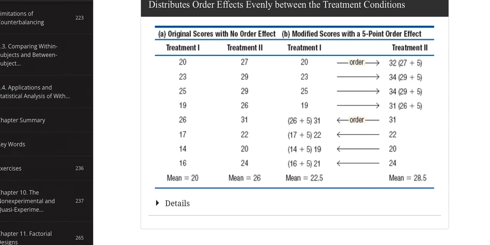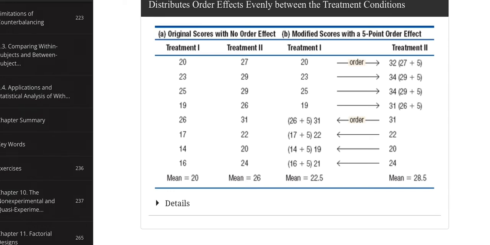Because again, in a real research data table, there's not going to be those 5s there, right? We did that to show you the order effect, but that would not exist. The numbers would just be in that treatment 1 column. It would be 20, 23, 25, 19, 31, 22, 19, 21. It would just be those numbers, and your mean would just say 22.5 and 28.5. You would not know about the 20 and the 26. The other two means from column A would not be there. All you would see was column B, without the fives, just the totals and then the 22.5 and the 28.5.